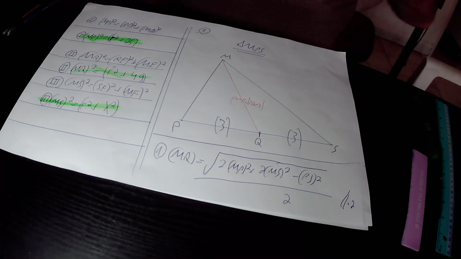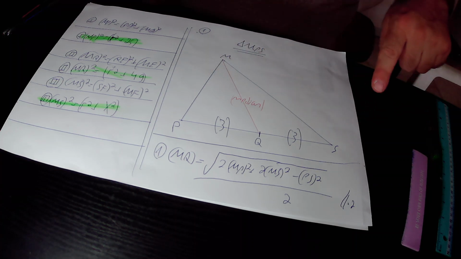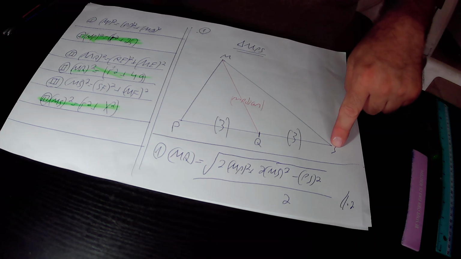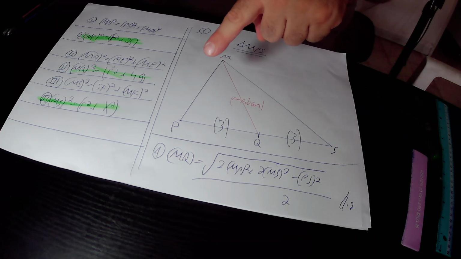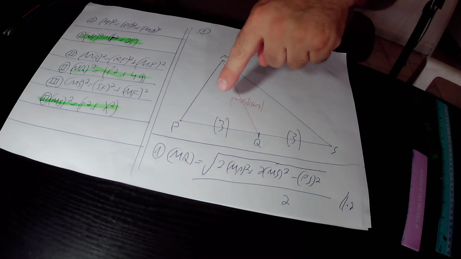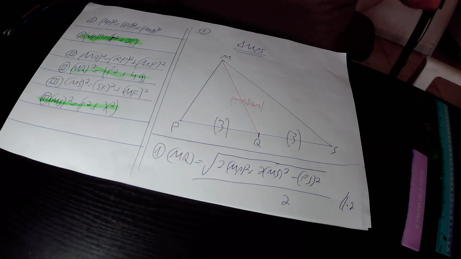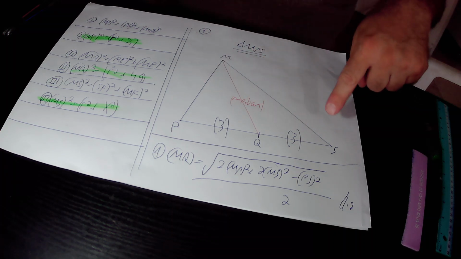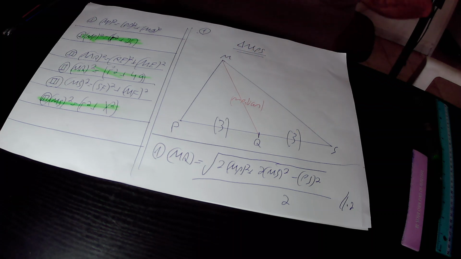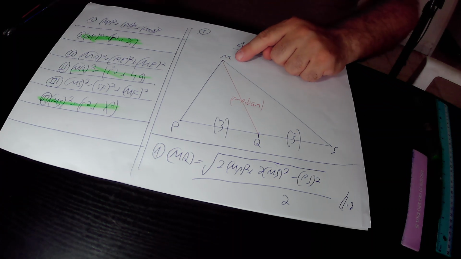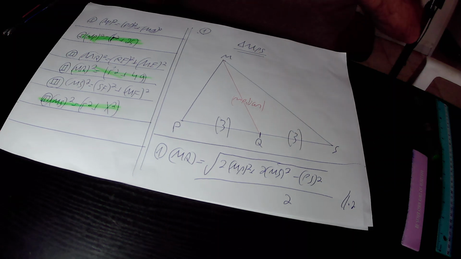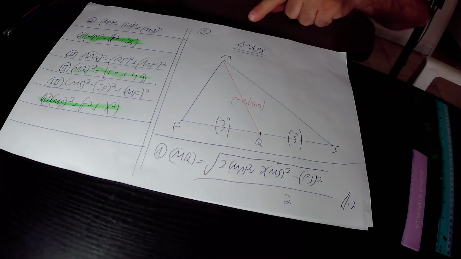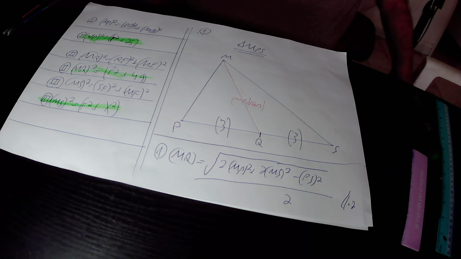Actually, in any triangle, we have 3 medians. MQ is the median to PS. From this point, we can draw the median to MP, and from this point P, we can draw the median to MS. So in any triangle, we have 3 medians. The median MQ is the median to PS, that is to say, it bisects side PS into two halves. But the question is, what is the length of the median MQ? Actually, we have a special formula for the length of a median in a triangle.